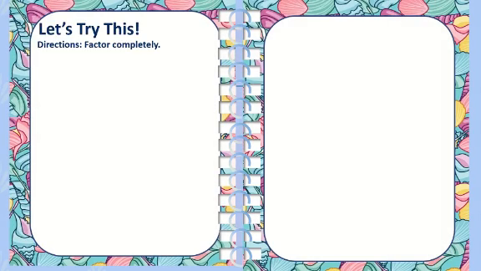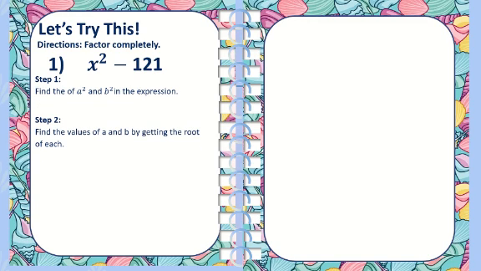Next, let's try this. Direction: factor completely. Number 1, x squared minus 121. And here are the steps. For number 1, find the a squared and b squared in the expression, the first and second terms. Here, the first term is x squared. The second term is 121.